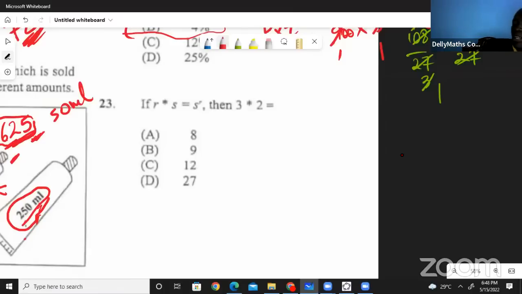I want to see those who are putting out the answer for 23. All right, Simara, you are correct. I like it, Simara. Very quick, you put out that answer, 23.